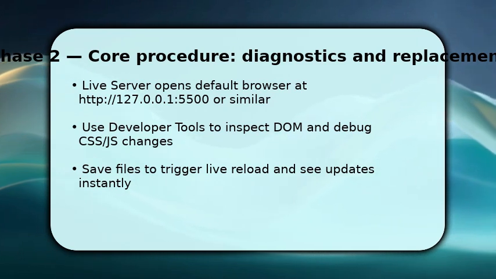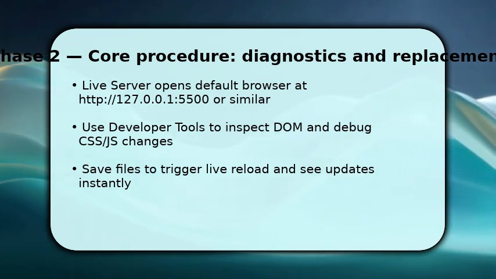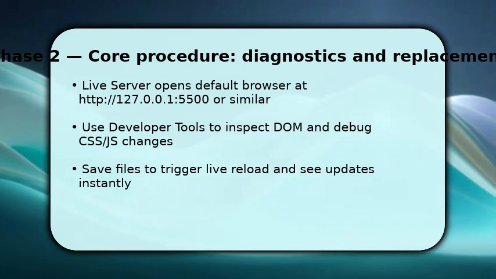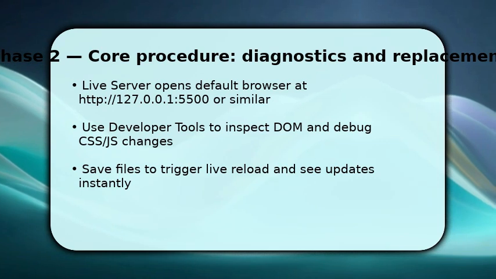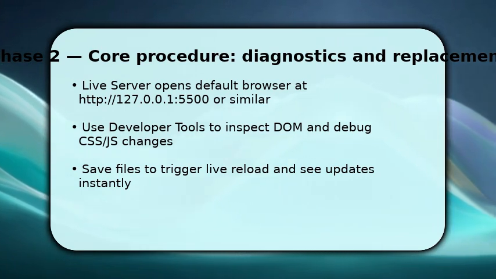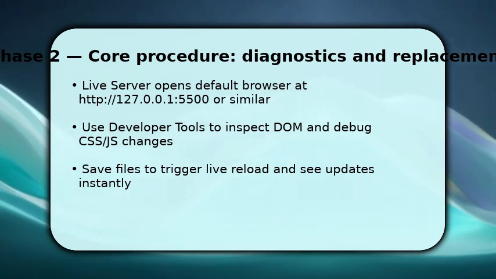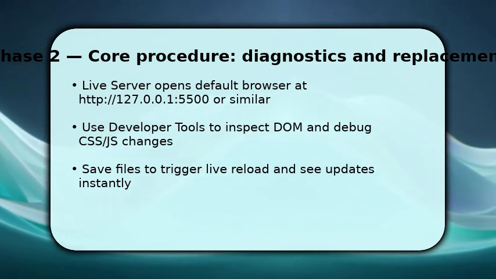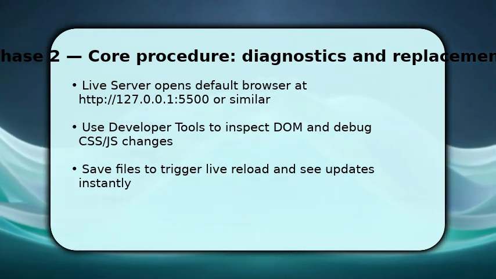Make sure to use developer tools in the browser to inspect elements, view console logs, and debug JS. The live server simply serves files, it does not rewrite code. Save changes in VS Code and the page reloads automatically so you can iterate quickly. If you need a different port or route, change live server settings in the extension.